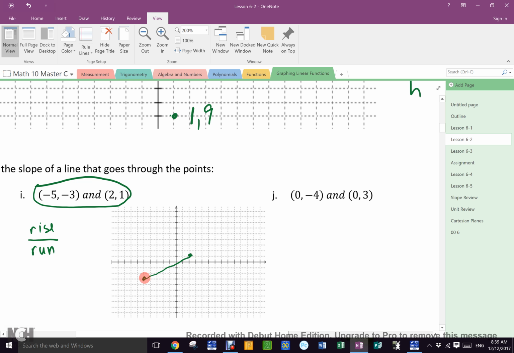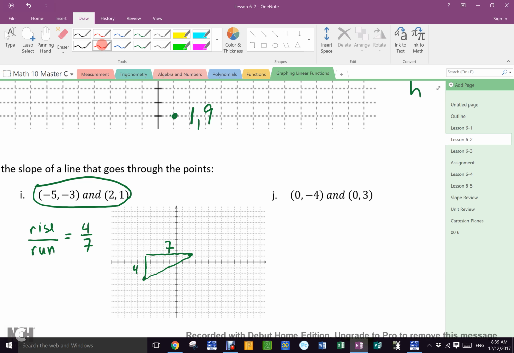So how do I count that? 1, 2, 3, 4. Correct? Was it positive or negative? Positive. 4. Then I count my run. 1, 2, 3, 4, 5, 6, 7. Was it positive or negative? Positive. So what is my slope of letter I? 4/7. Everybody cool? Okay.